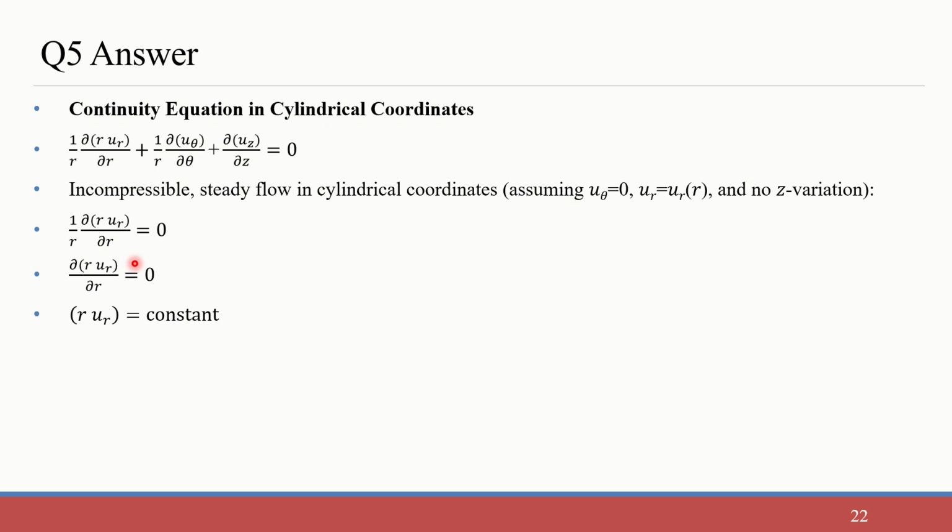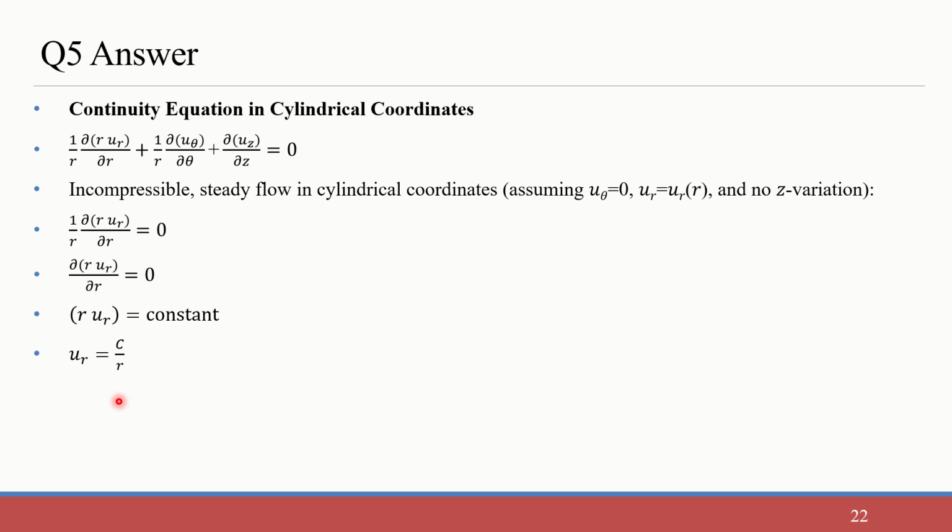Now we need to know when we can say that dou by dou r of r into ur is equal to 0. When r into ur is equal to a constant, ur is equal to constant by r. So c is a constant, and ur is equal to c by r. So that is the problem.